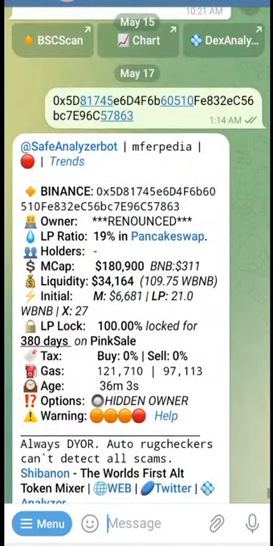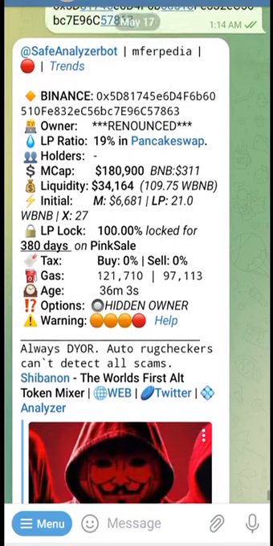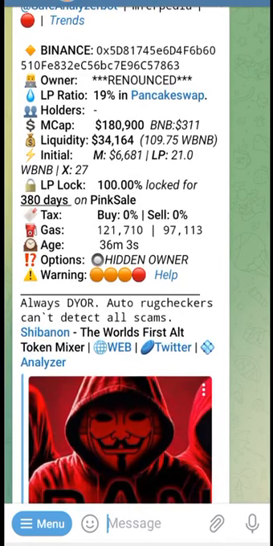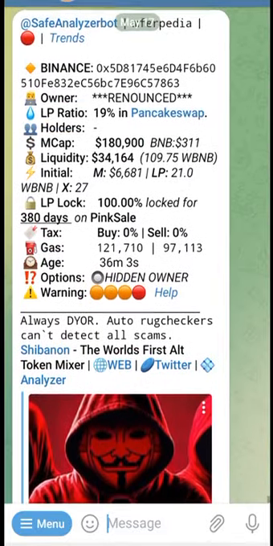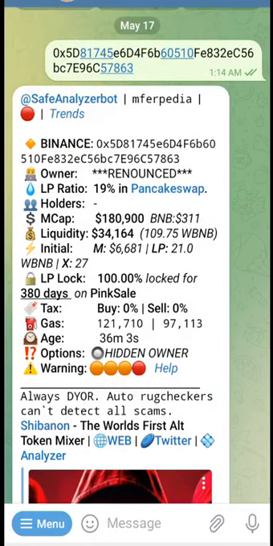As you can see, the token is renounced and locked. But look at the options. It has a hidden owner, meaning this token has what they call a policy contract. The buy tax here is 0, sell tax is 0. Let me explain to you guys what they did here. If you look at this buy tax and sell tax being 0, 0, it means the token looks perfect. You can buy, you can sell, it doesn't have any sell tax, but it's a lie.